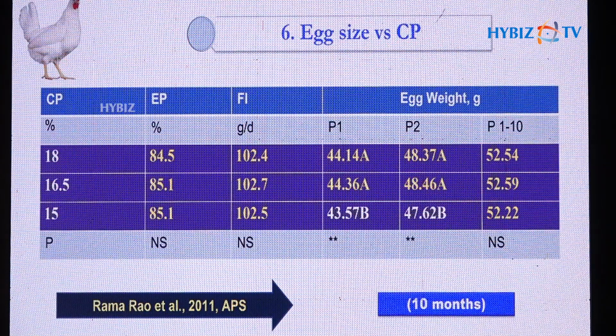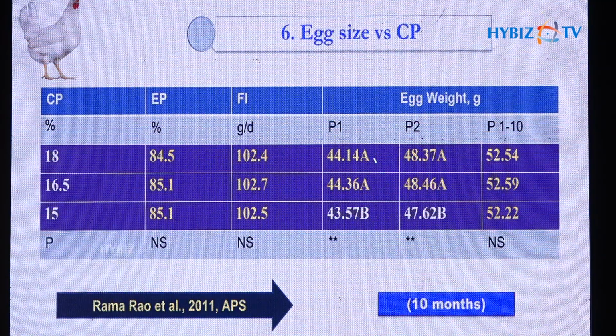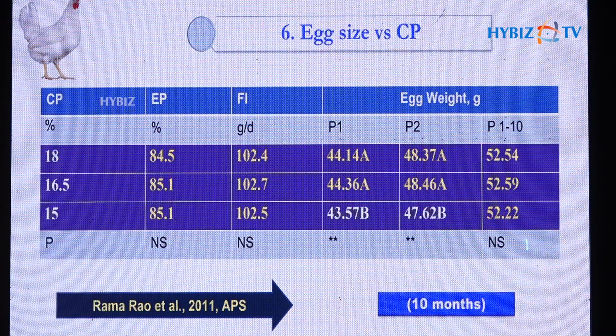So the third and final aspect is egg size: how to maintain the optimum egg size. Here we reduced the dietary protein from 18 to 15%. There was no problem in egg production and feed intake, but the egg size was significantly reduced at the lower level of protein. Even so, the reduction is less than 1 gram. And even that difference was not found when we studied the complete production cycle of 10 months. It remained almost the same.